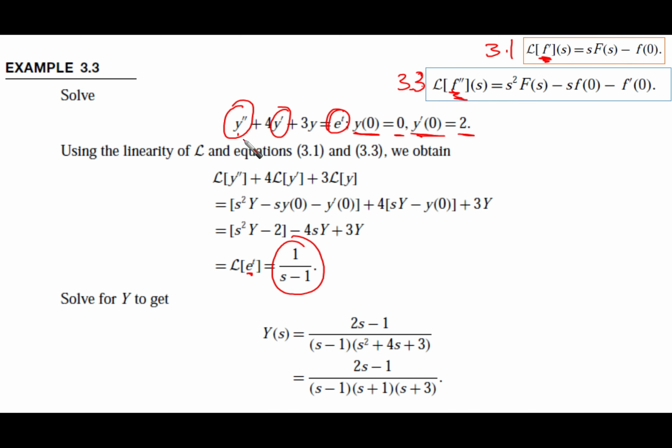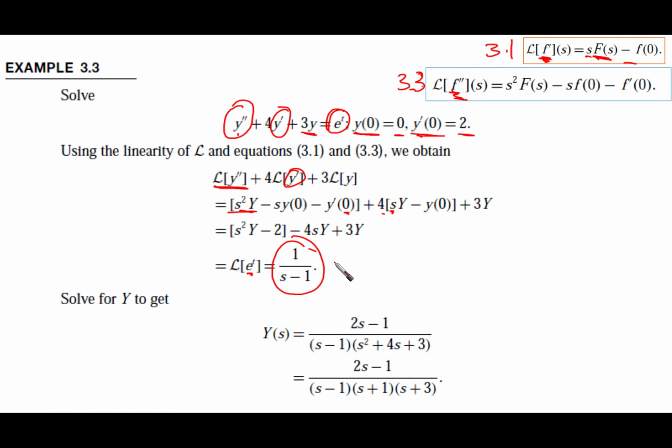Now let's go to the left-hand side. We have y double prime. What is the Laplace transform of y double prime? Exactly, look at this equation: s squared F of s minus s f small of 0 minus f prime of 0. So s squared Y capital minus s y small of 0 minus y prime small of 0. Exactly the same. And here plus 4 times the transform of y prime, which is equation 3.1, s times F of s minus f of 0. S capital Y minus y small of 0, plus 3 times the transform of y, which is the same.